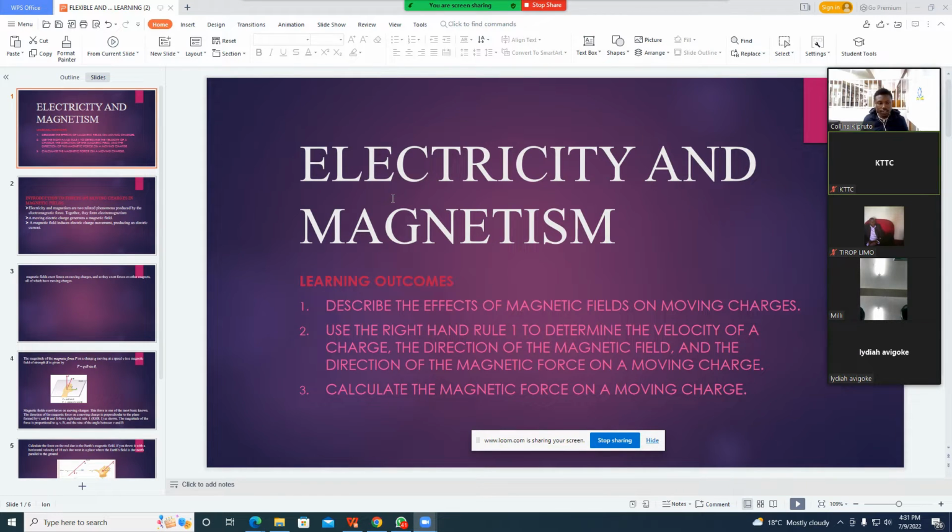The objectives of this class are that, by the end of the lesson, we would all be able to describe the effect of magnetic fields on moving charges, use the right-hand rule 1 to determine the velocity of the charge, the direction of the magnetic field, and the direction of the magnetic force on a moving charge, and also to calculate the magnetic force on a moving charge.